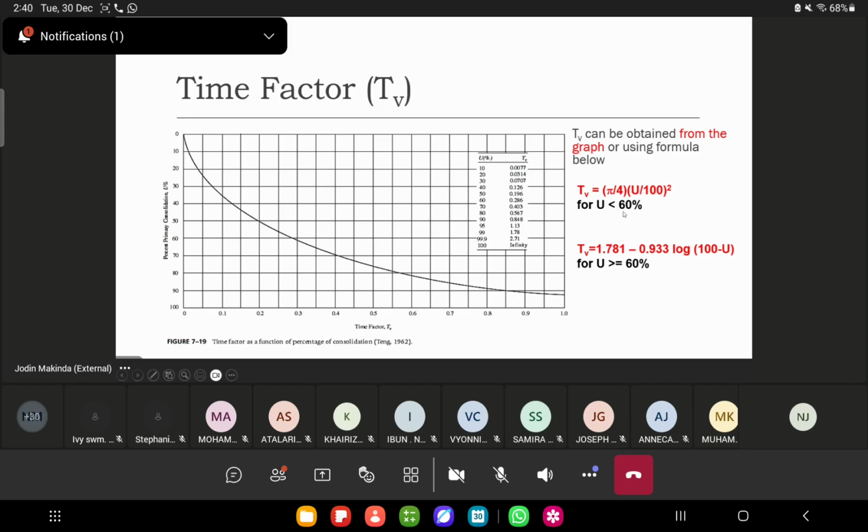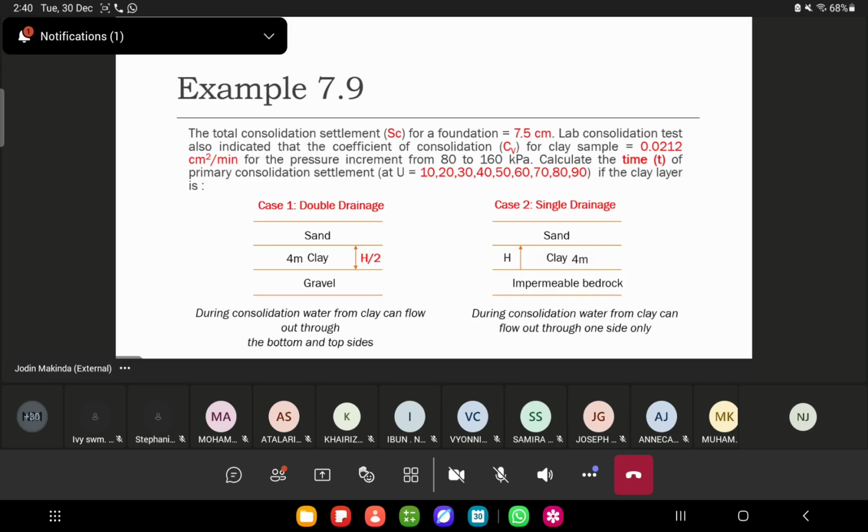What is the importance of time factor? Or more importantly, how do you use time factor in solving equations? Let's look into this example.